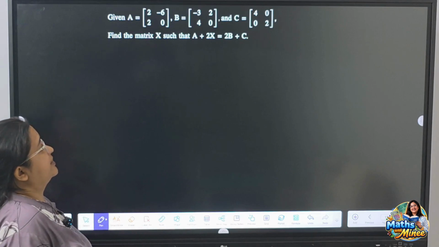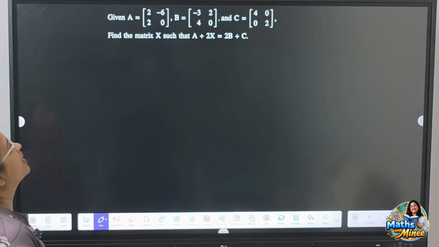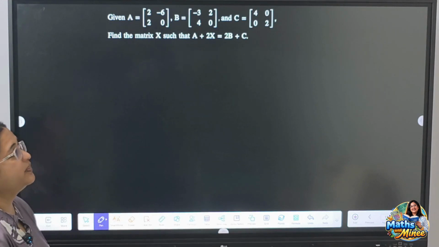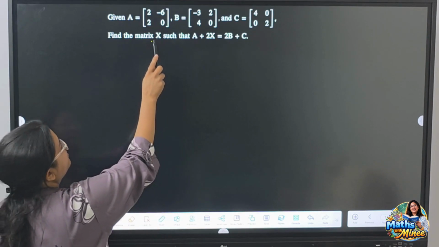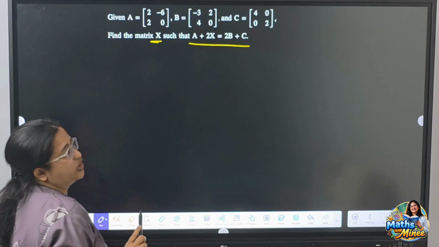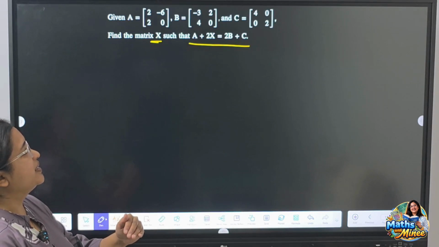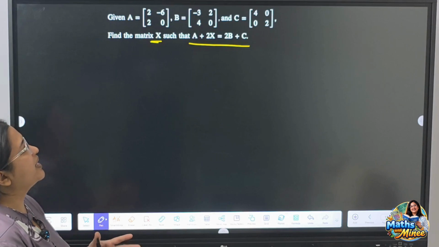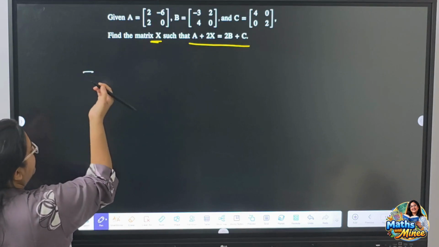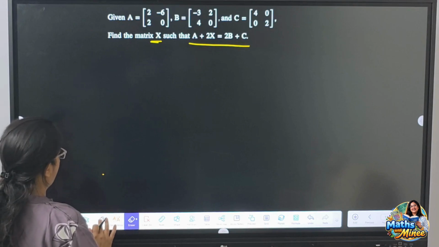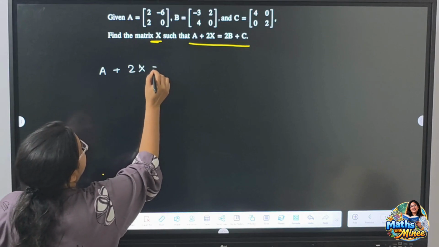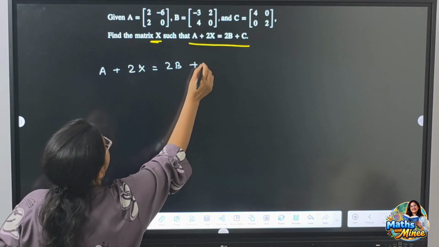Now the next is, चलो अब यहाँ पे आपको क्या दिया हुआ है? You are given the different matrices A, B and C, right? Again the question is find x. अब यहाँ पे you are given again the equation that A plus 2x is equal to 2B plus C. तो हम क्या करेंगे, we will just multiply everything. So A, पहले मैं equation लिख लेती हूँ. What is our equation? A plus 2x is equal to 2B plus C.